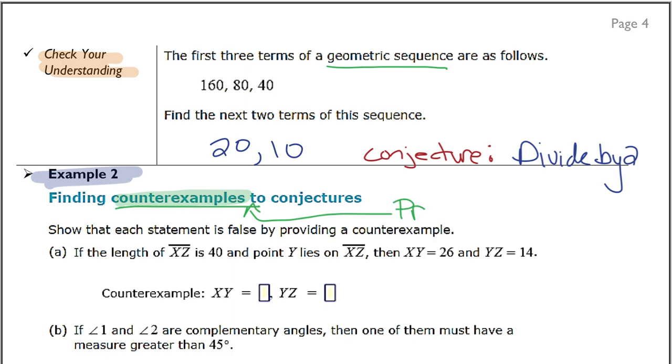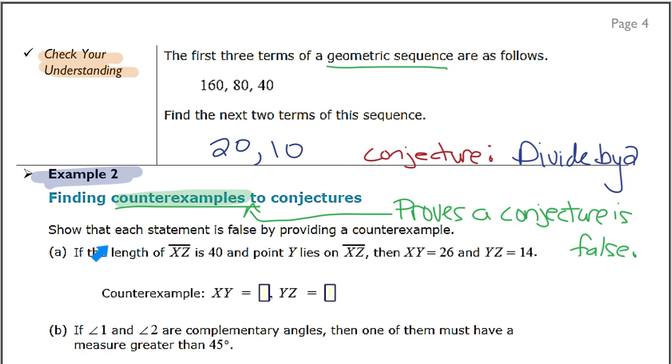This proves a conjecture is false. And that's not the definition, but it's what it does. So a definition of this is like, it's going to be an example that counteracts what we think is true. Meaning it's proving it's wrong, which is where we say it proves the conjecture is false.